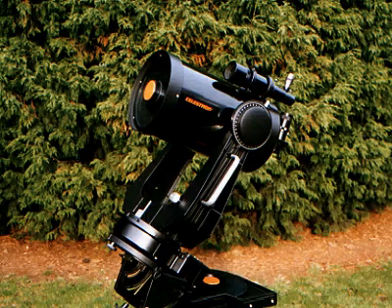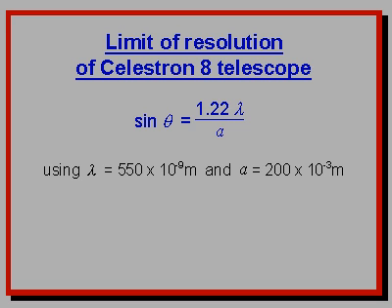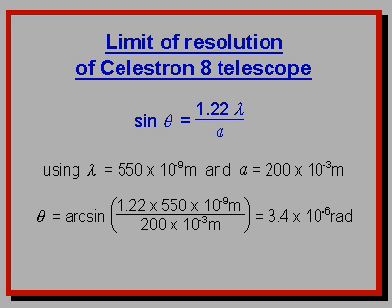For an instrument like this Celestron telescope, the objective diameter is 200 millimeters. Assuming an average value of the wavelength of light to be 550 nanometers, the limit of resolution of this telescope should be 3.4 times 10 to the power minus 6 radians. This is a very small angle, and astronomers prefer to express it in the units arc-seconds. In this case, it is just less than 0.7 arc-seconds. It corresponds to a distance of about 1.4 kilometers at the distance of the Moon.